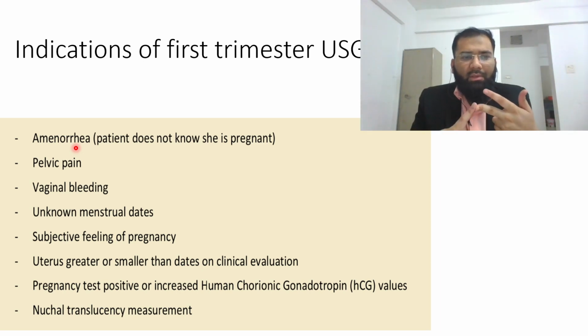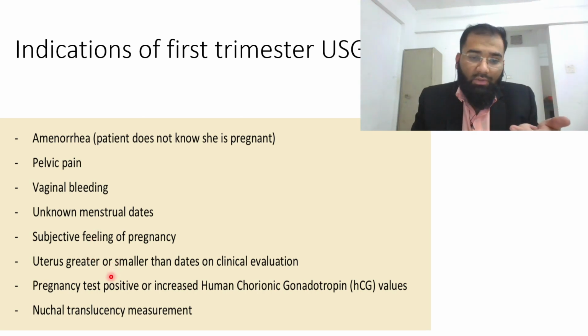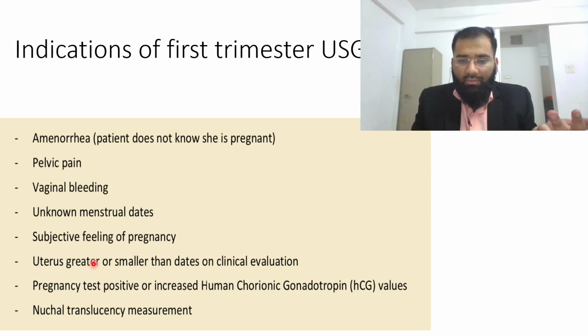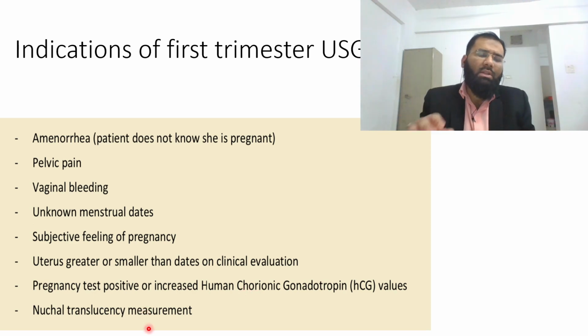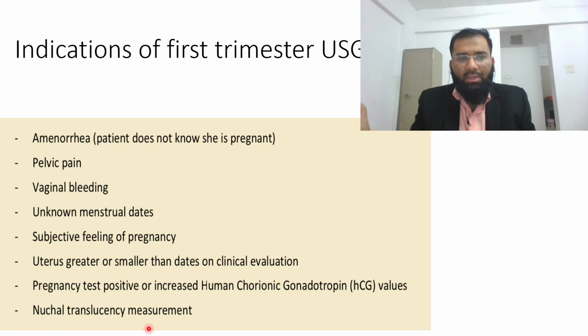She might present with pelvic pain, vaginal bleeding, unknown menstrual dates, subjective feeling of pregnancy. Uterus can be greater or smaller than the dates on clinical evaluation. UPT can be positive. Increased HCG values may be there, and nuchal translucency measurement. These are the first trimester ultrasound indications.